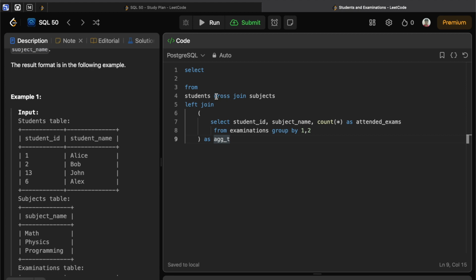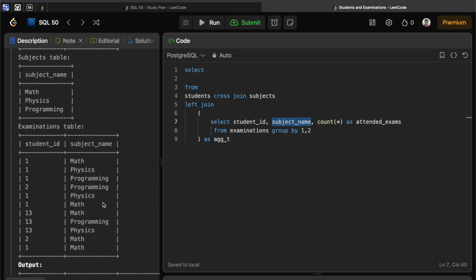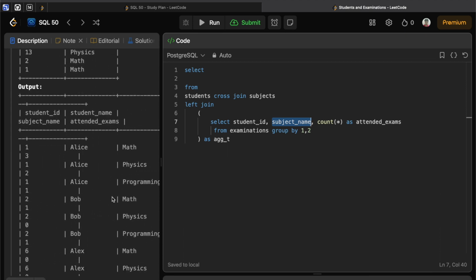So that is why we are going with cross join, and this is the highlight of this problem, I would say, because without this subjects cross joined over here, there's no way you can get all the subjects if they are not there in examinations, right? Because students doesn't have any subject information, and examinations has only those subjects that were attended by the student, but we need the subjects that were not attended as well by a given student ID. So that is why we're going with cross join. I hope this is clear. I wanted to take this problem to highlight this concept.